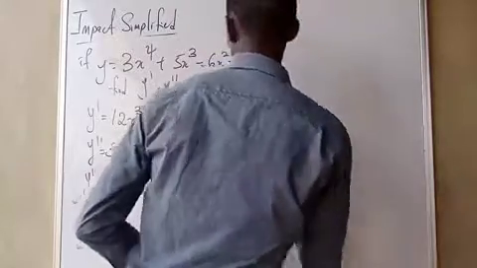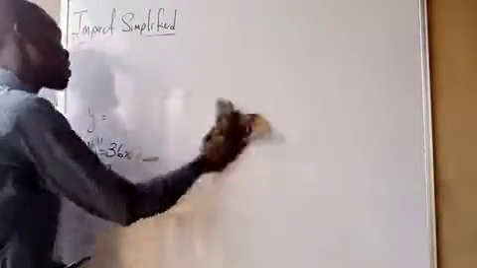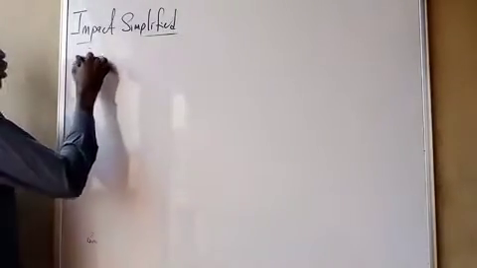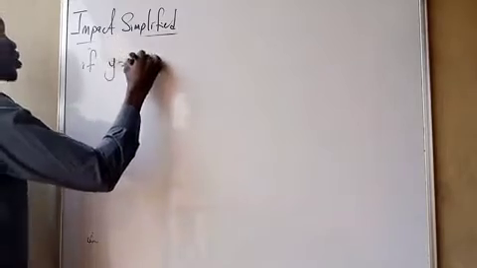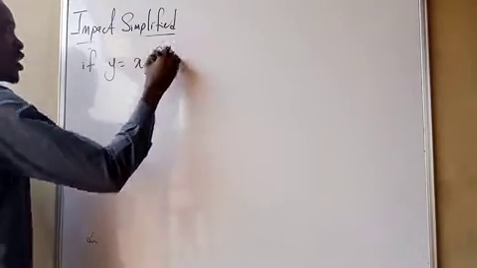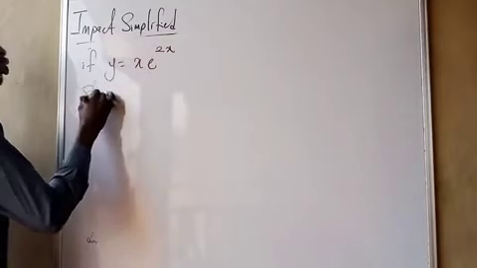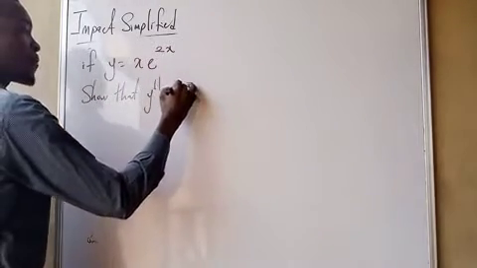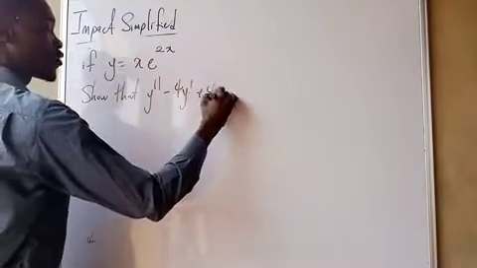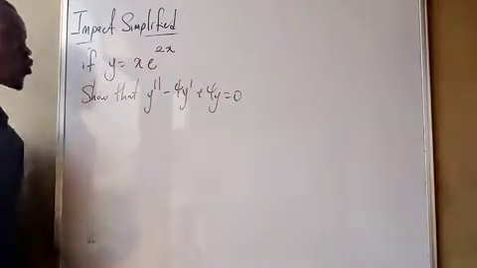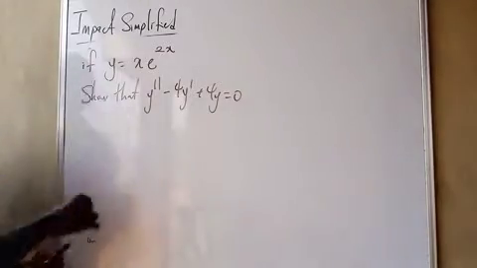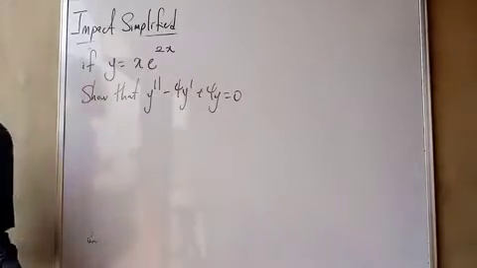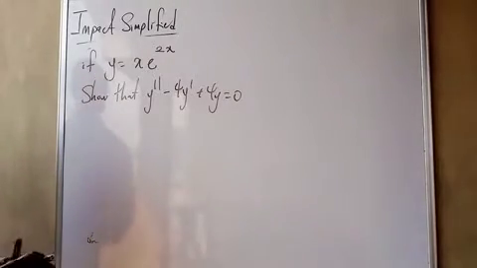And from this, let us now mix the principle of higher derivative with the exponential function. And this is the question. We have it as what? If y is equals to x exponential 2x, we are told to show that y prime prime minus 4y prime plus 4y is equals to 0. Wow, I love this question. This is a mixture of product rule, function of a function, and higher derivative.